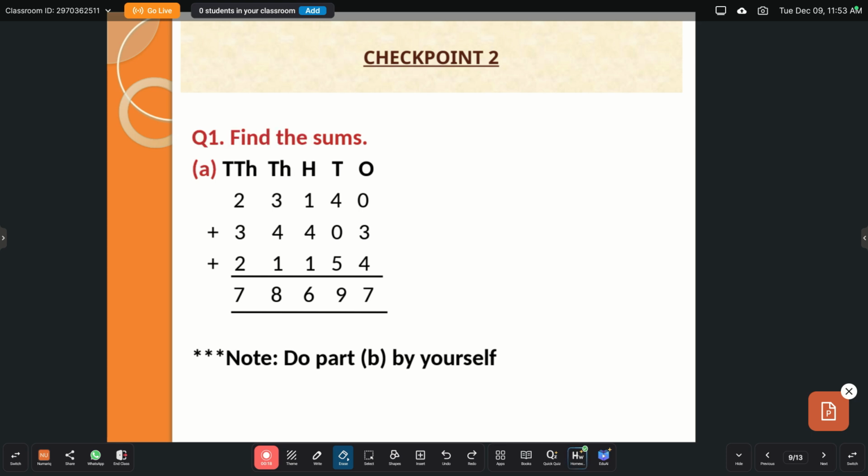So our first question is find the sums. Here our first addend is 23,140, second addend is 34,403, and our third addend is 21,154. We are supposed to add these addends. These addends have already been arranged in columns. We will start with our ones column.